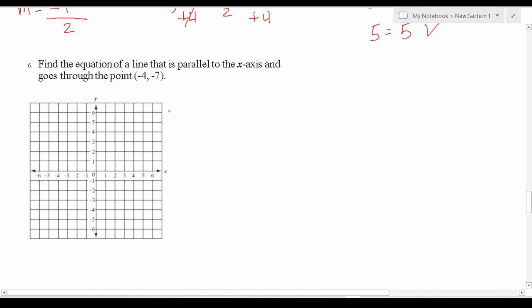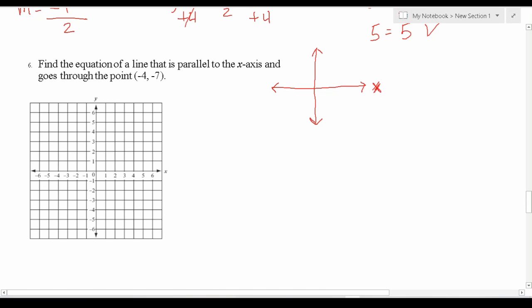All right, number 6 is a little bit challenging at first glance, but as you'll see, it's pretty straightforward. It says find the equation of a line that is parallel to the x-axis and goes through the point negative 4, 7. So before we get into solving this one, let's think about what we're doing real quick. And I'm going to do a rough sketch. Okay. It says find the equation of a line that is parallel to the x-axis.